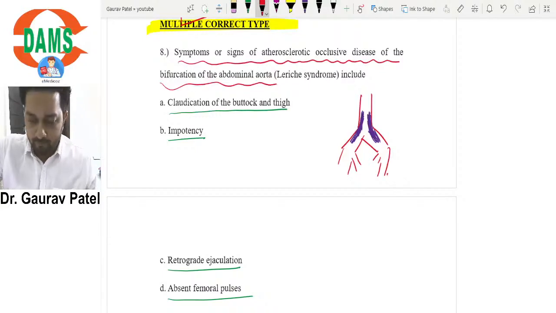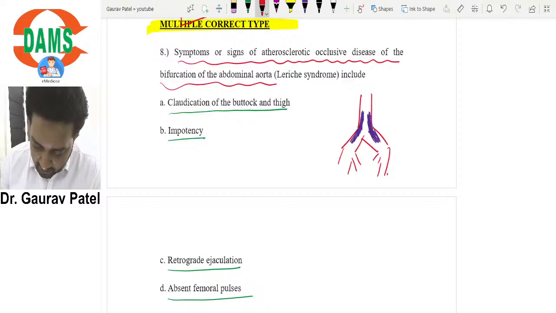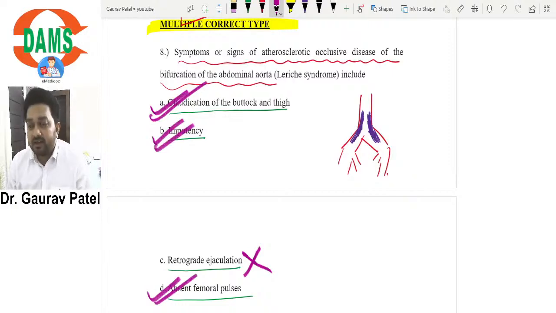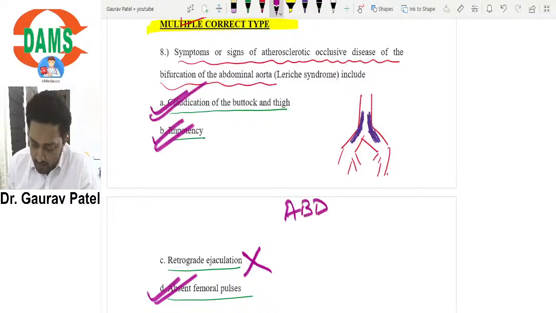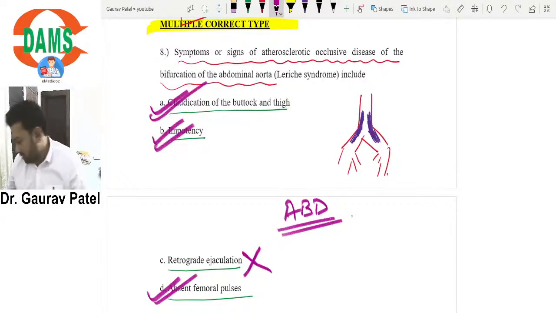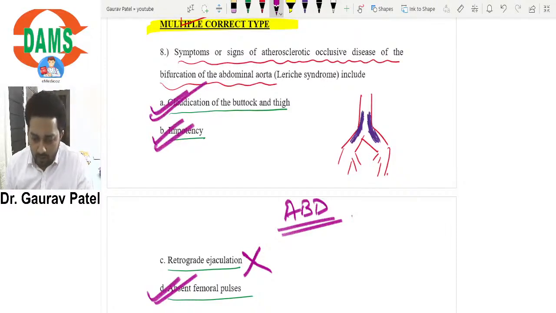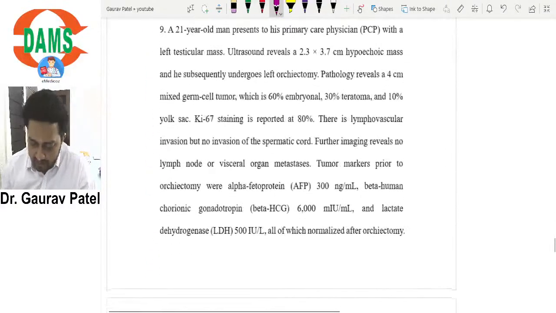Okay, so A and B. Claudication of the buttocks and thigh is correct. Impotency is correct. Retrograde ejaculation is not. Absent or decreased femoral pulse is also correct. A, B, D, yes, you are correct. A, B, D is the correct answer. Okay. Second last question.